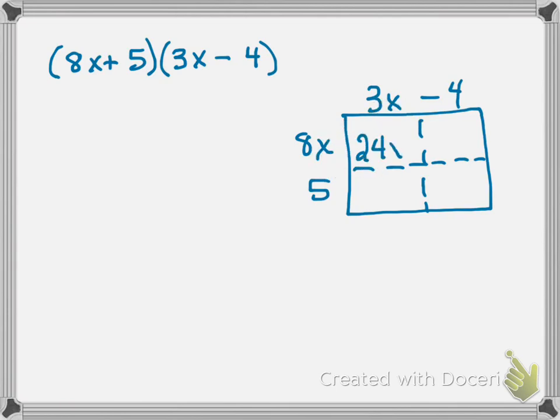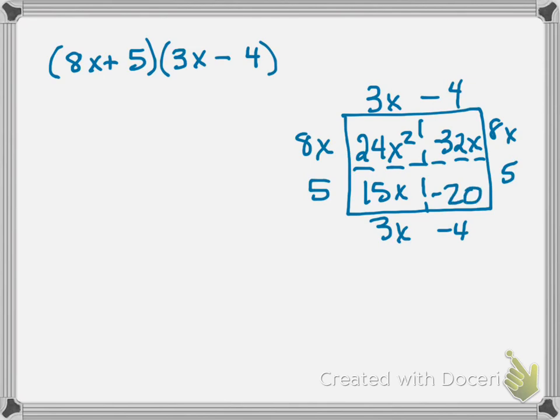That's 24x squared. I take this times this to get this. Negative 32x. I want to take 5 times 3x. And if it's helpful to put these on the other sides, you definitely can. I would take 3x times 5 to get this box, so that's 15x. And negative 4 times 5 to get this box, that's negative 20. And now you want to remember, when you're finding area, what's inside the box is your answer. So that's going to be 24x squared minus 32x plus 15x minus 20.